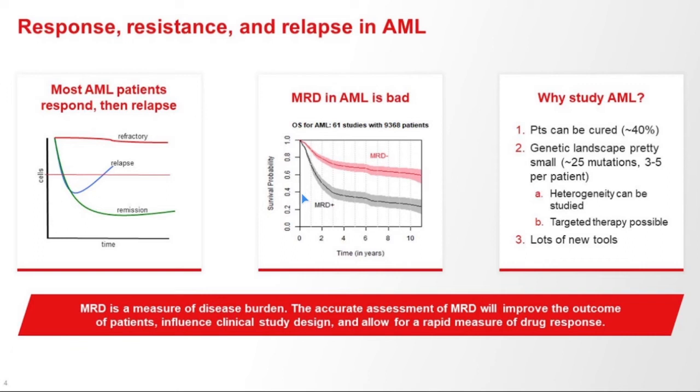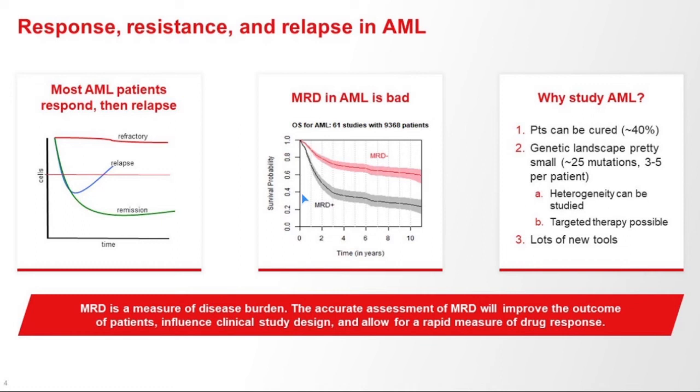But I think that AML is a really good example of how to use MRD, because it's a disease where patients can be cured, roughly 25 to 40% of patients. The genetic landscape is actually pretty small, especially compared to solid tumors. Really, about 25 mutations cover the entire spectrum of pathogenic mutations, and most patients only have 3 to 5 mutations per patient, which is much, much less than many of the solid tumors.